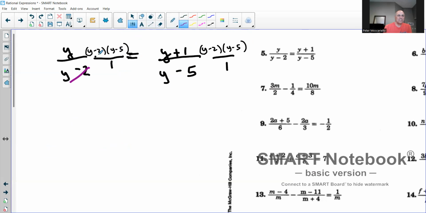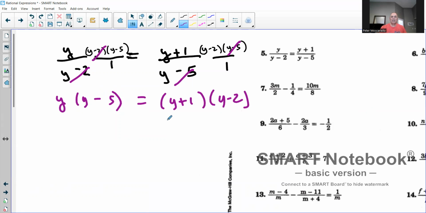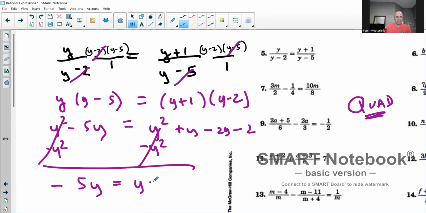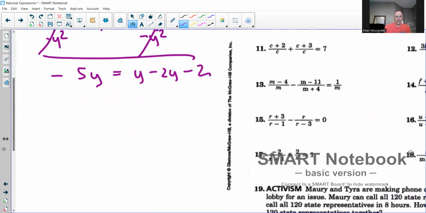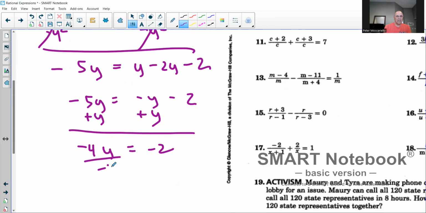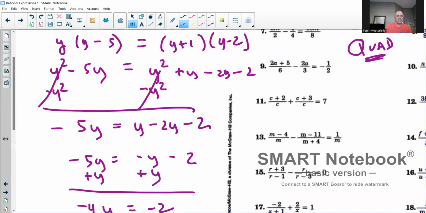All right, now our next step is to cancel. Here's the fun part. Y minus 5 equals, cancel. I have y plus 1, y minus 2. No more fractions. We just have y squared plus y minus 2y minus 2. We have a y squared. That's quadratic. So if I get everything to that side, I'll start subtracting things like y squared, and oh, look, that changes the game plan. It's not quadratic anymore. So now you get y's on one side and constants on the other. I could have combined each side. Negative 4y equals negative 2. I'm going to go with y equals positive 1/2.